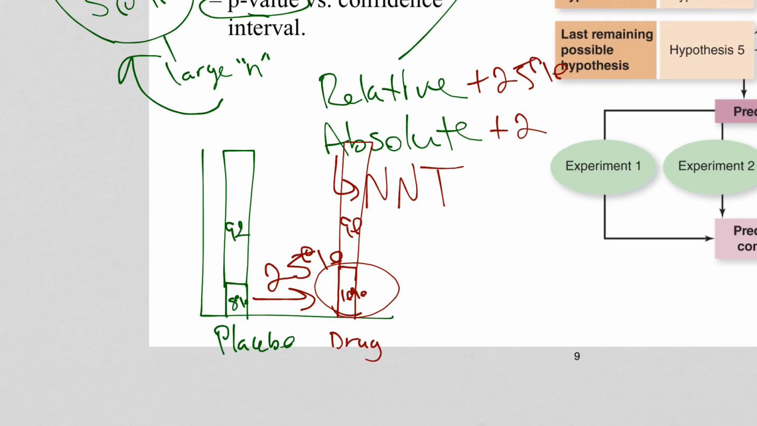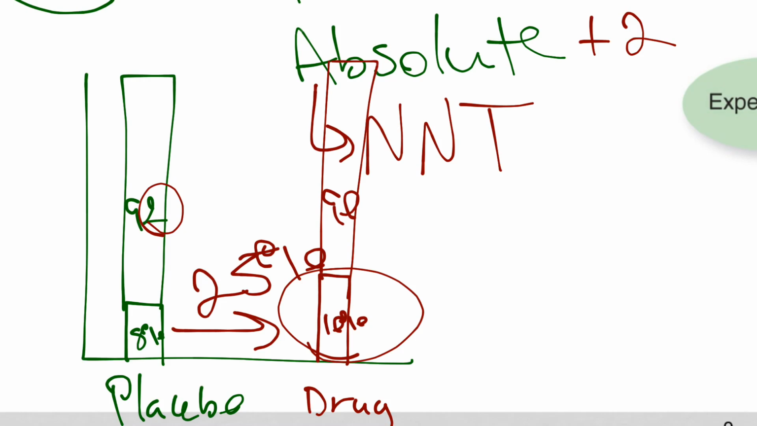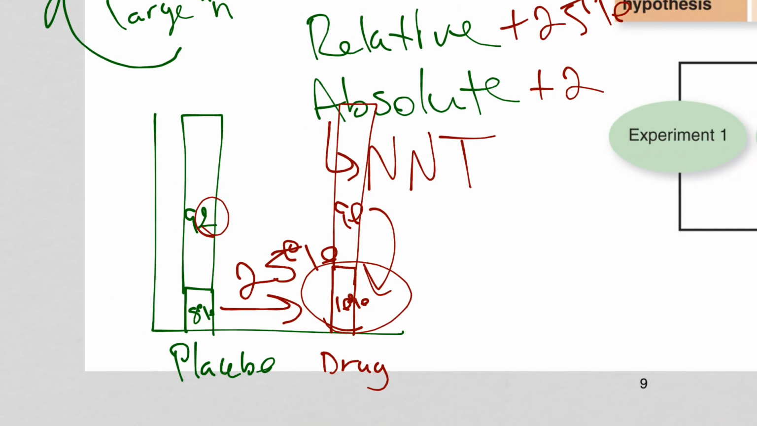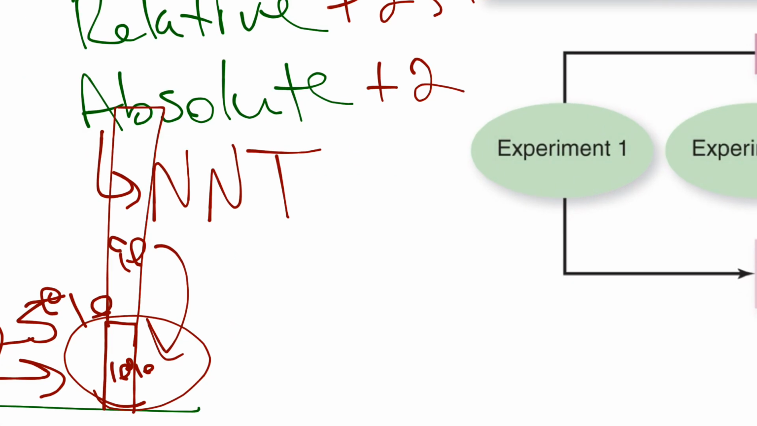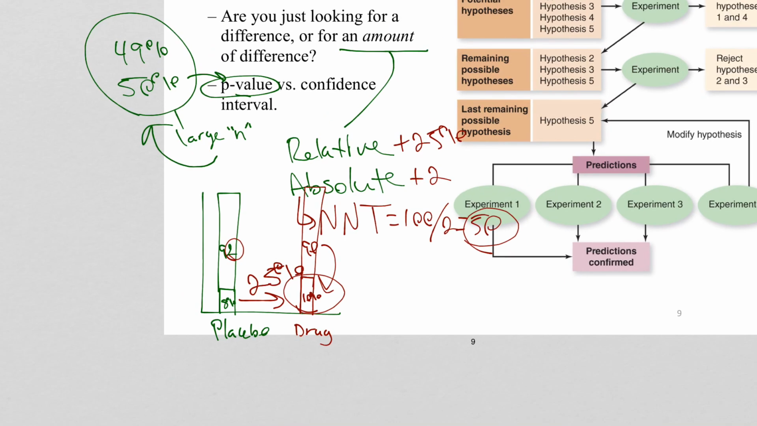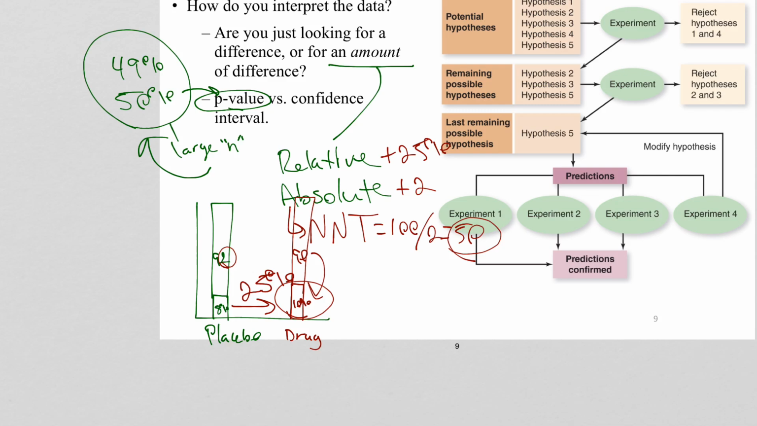Thinking about it that way, giving the drug helped 2 people, right? These 2 that didn't get a benefit in the placebo moved down to the benefit category here. They got a benefit. So you helped 2 out of 100. All right, so the NNT is 100 divided by 2 equals 50. Another way of phrasing that is you had to give this drug to 50 people before you helped one person.